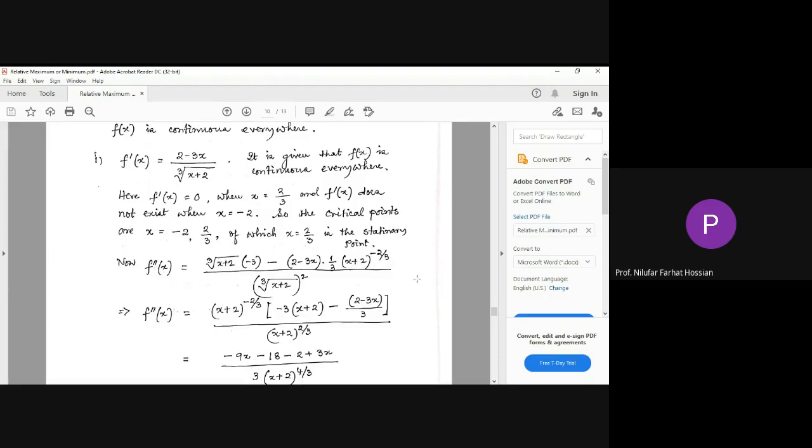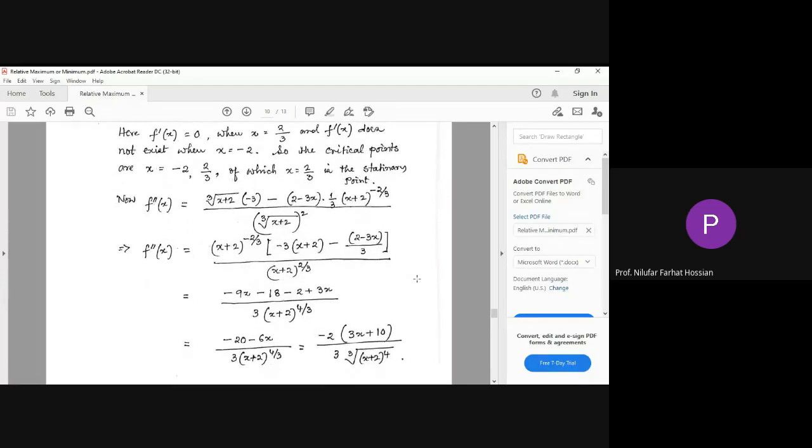Okay, now let us do some algebra here. You can take x plus 2 whole to the power minus 2 by 3 common. So here remains minus 3 into x plus 2, because here the power is 1 and here it is minus 2 by 3. After adding the powers, the power will be 1 by 3, which is it here.